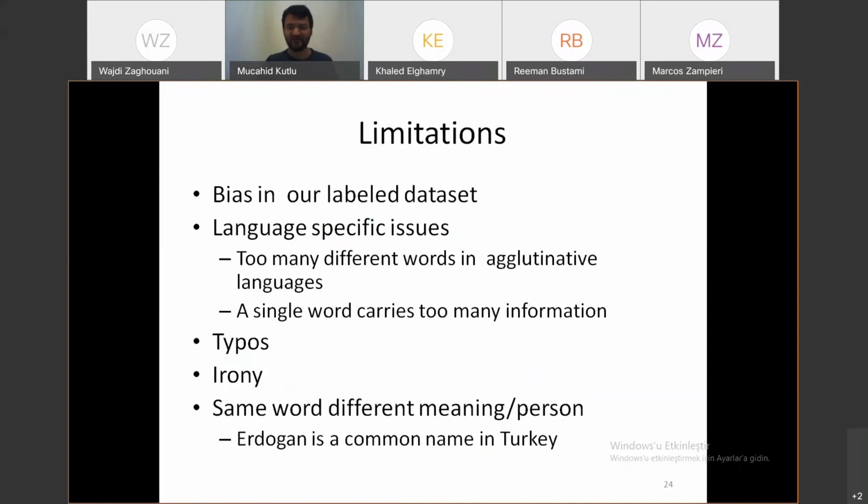And also we are doing a word-level analysis, but the same words have different meanings or might refer to different people. For example, Erdogan is a very common name in Turkey. So when you select a name, you should also be sure that it's reasonably unique and so on.